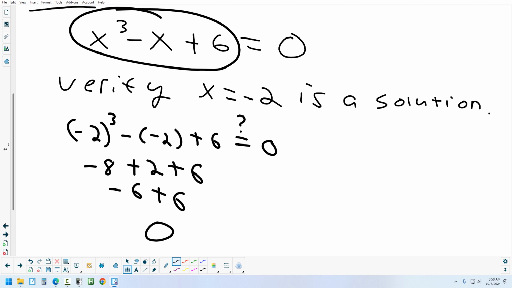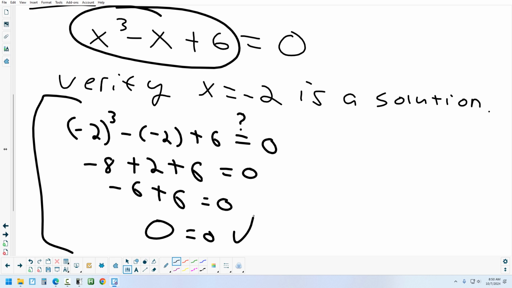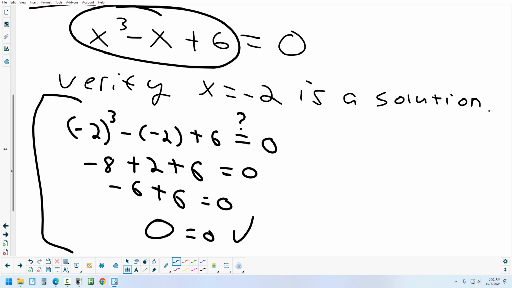What does that mean about -2? Yeah, so we verified -2 is a solution. And there's nothing else to write other than just showing that work. So yep, 0 equals 0. Okay, if I had gotten something like 0 equals 5, well, that would be a problem. That would mean -2 is not a solution. Okay, so you got to get the same number on both sides when you're verifying. Any questions on that? Okay.